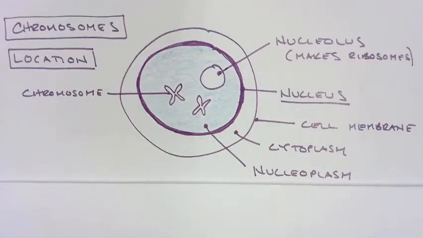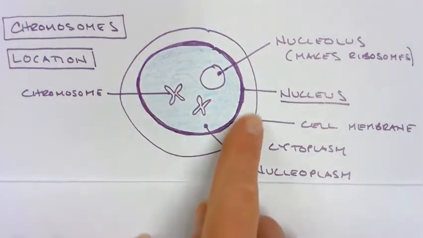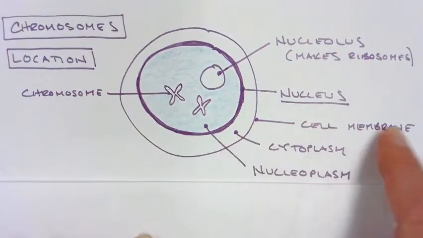Today we're going to look at chromosomes. We're going to focus on their location as well as their structure. So let's get oriented here. So first of all, this is a cell. This is the cell membrane on the outside.